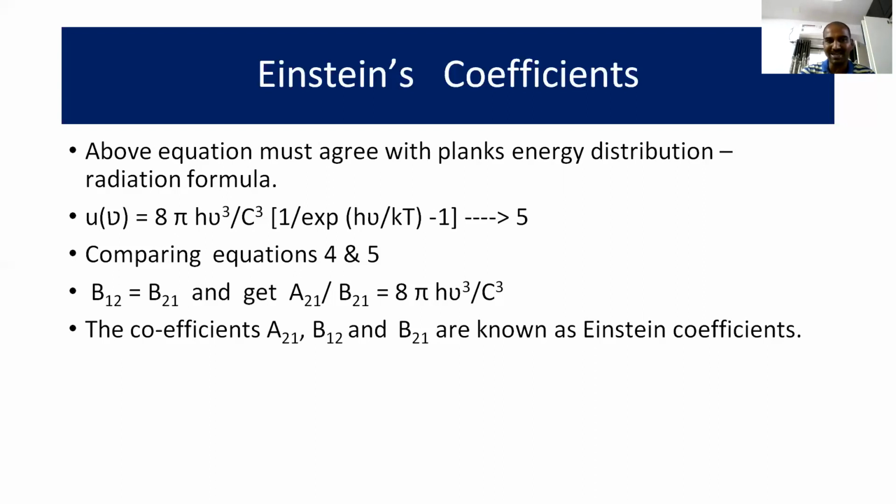Observe the last formula: A21 by B21 equals 8 pi h nu cube by c cube. Here there is no term representing absorption. B12 is the absorption coefficient given by Einstein, and that term is not there. That means, in order to get a new kind of electromagnetic radiation, the role of emission is much more important than absorption. Thanks for watching.